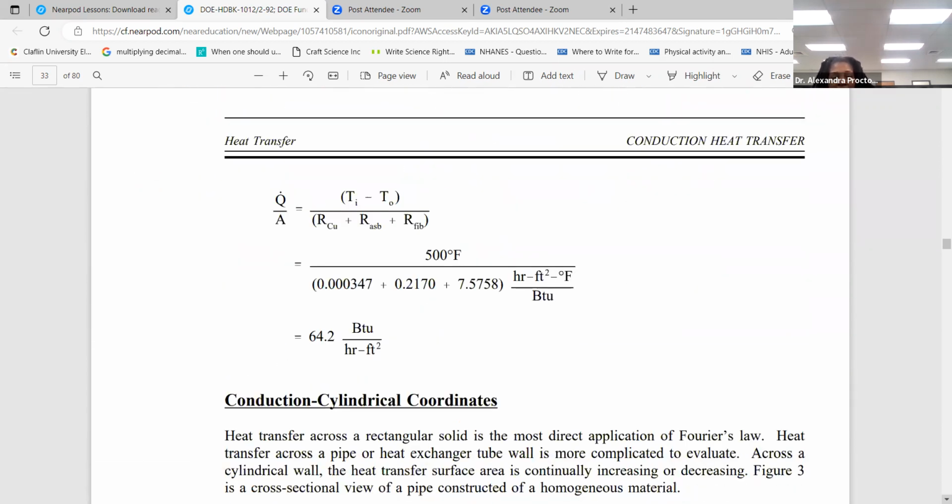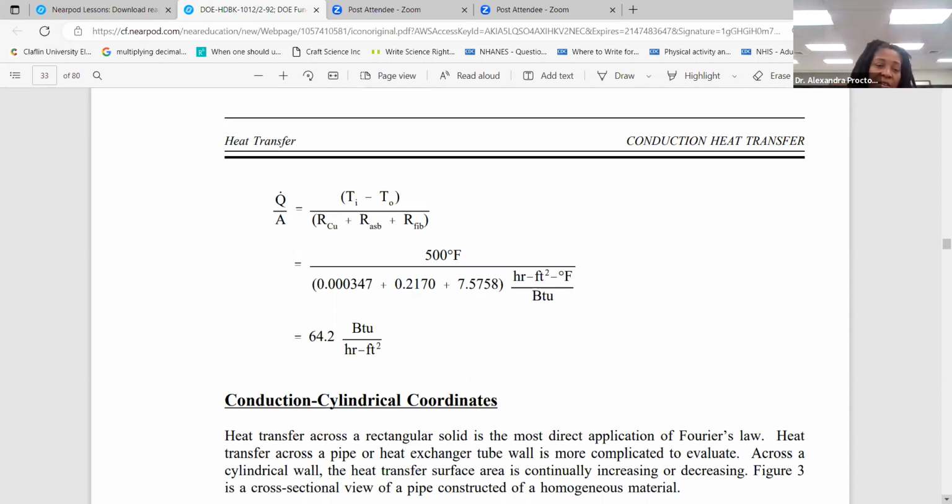And so Q over A is equal to T_i minus T_0 divided by those R's that were previously calculated. So the sum of R for copper, R for asbestos, R for fiberglass. So they plug in 500 degrees Fahrenheit divided by 0.00347, 0.2170, and 7.5758, and they just indicate the units outside of the parentheses because they all have the same units.